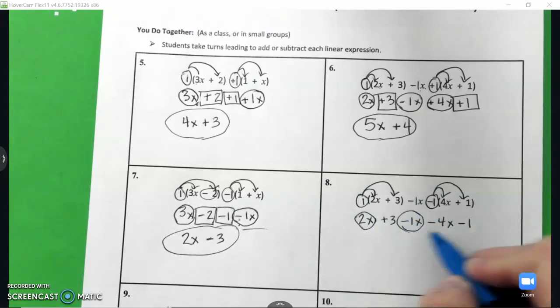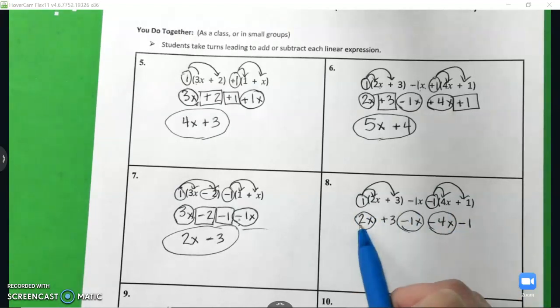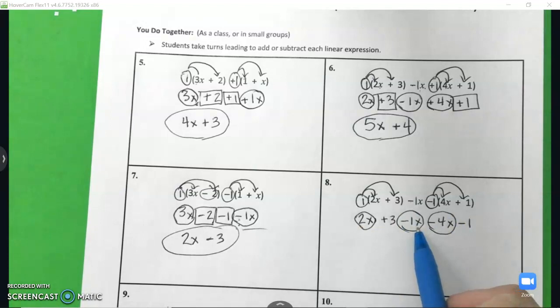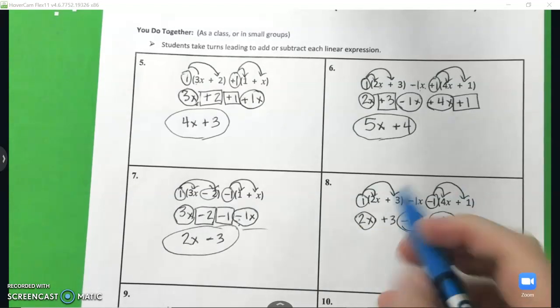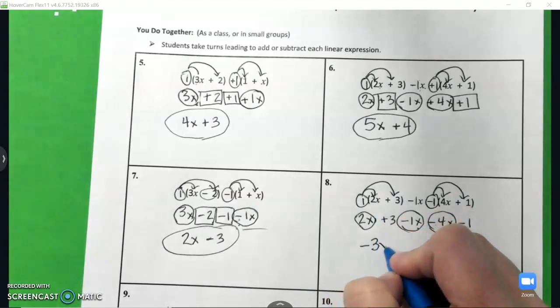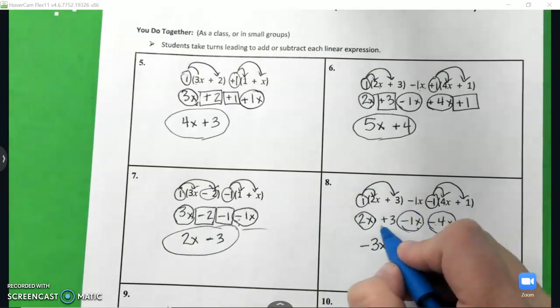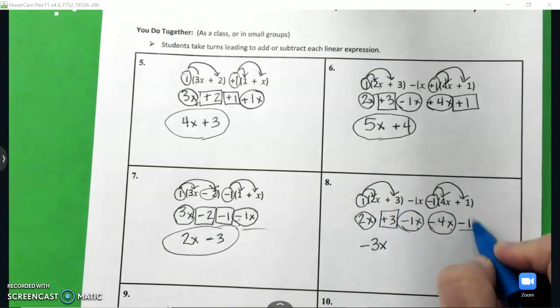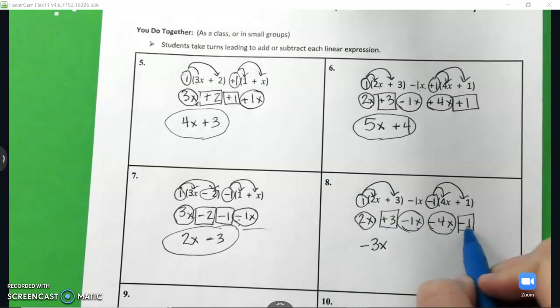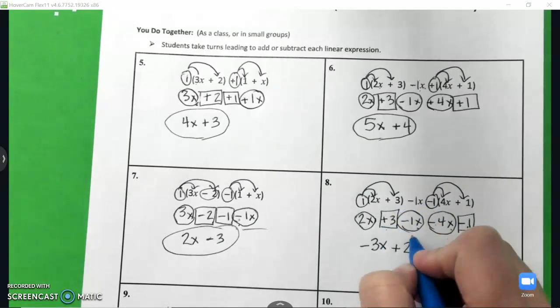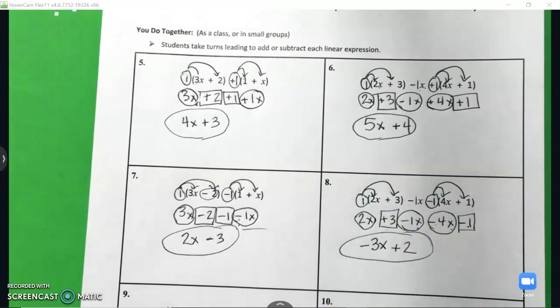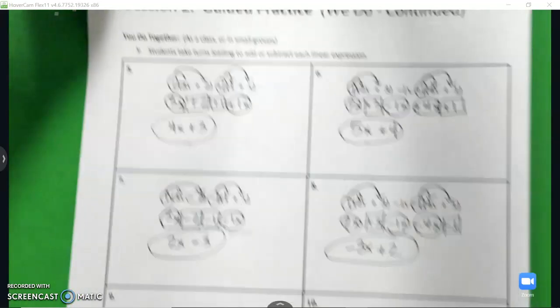2x minus 1x minus 4x. 2x minus 1x would be 1x. 1 minus 4x is going to be negative 3x. And I have plus 3 minus 1. So 3 minus 1 is going to be 2. And that would be our simplified version when we combine our like terms.